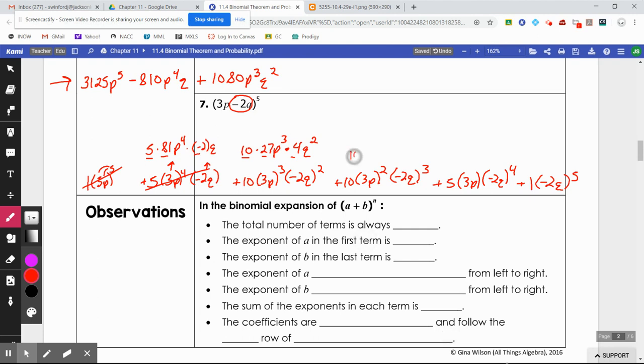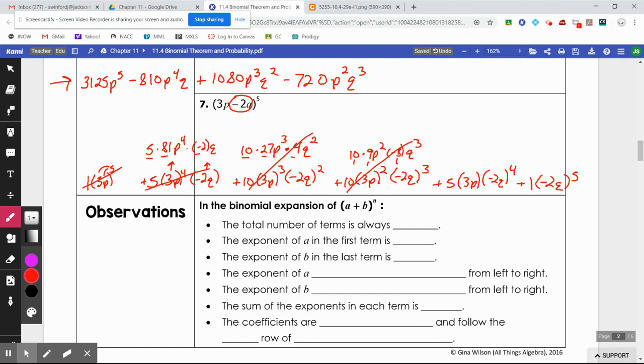Here I have a 10. 3 to the second p to the second is a 9p squared. -2 to the third is a -8 q to the third. So I'll do 9 times -8 is -72, times 10 is -720. I had 2 p's and 3 q's. 2 p's and 3 q's. Done with that term.